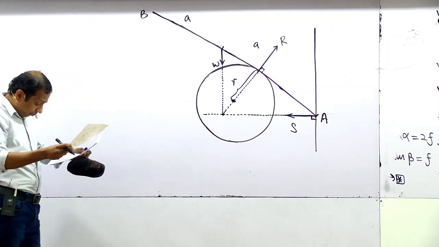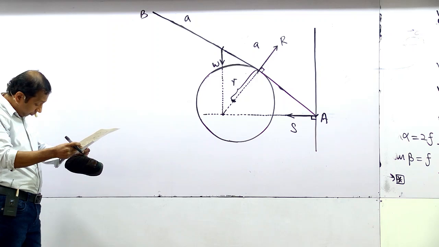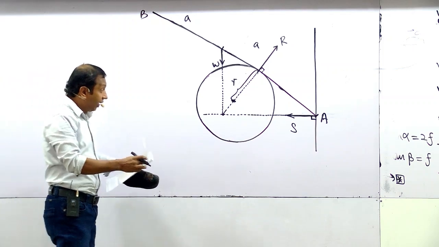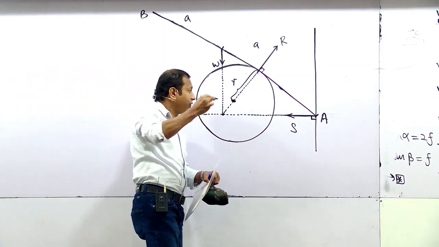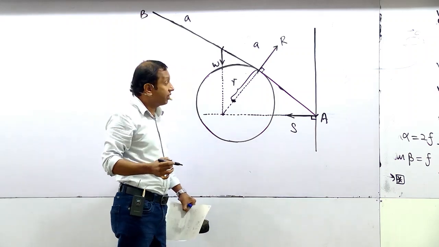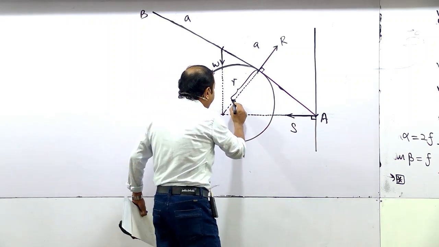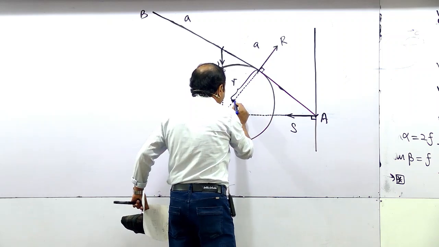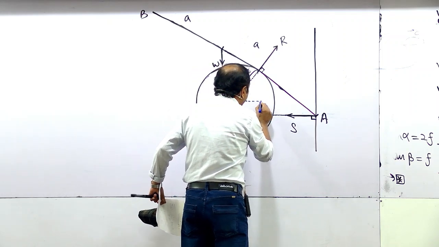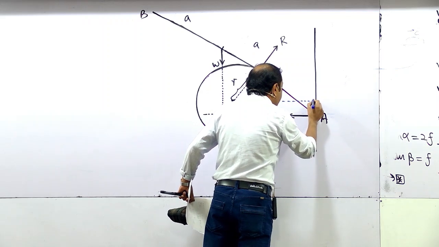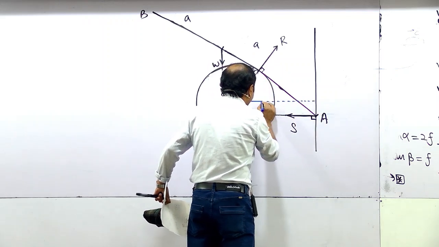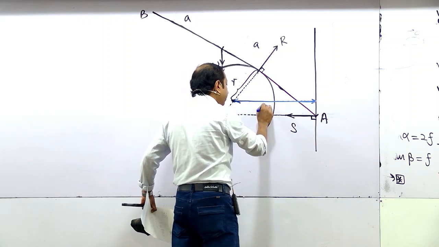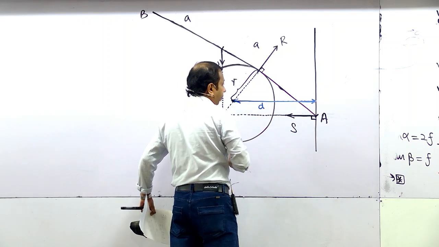And another one given. The distance of the axis of the cylinder from the wall is d. Axis means a line passing this way. To that, the distance from the wall is d. This is d. I draw that with blue color. This length is d.